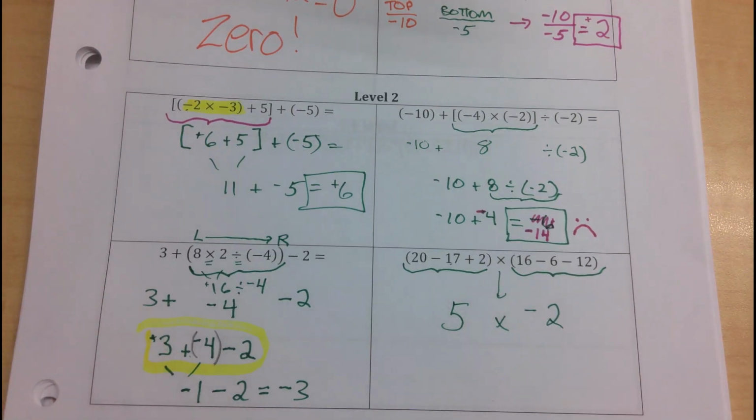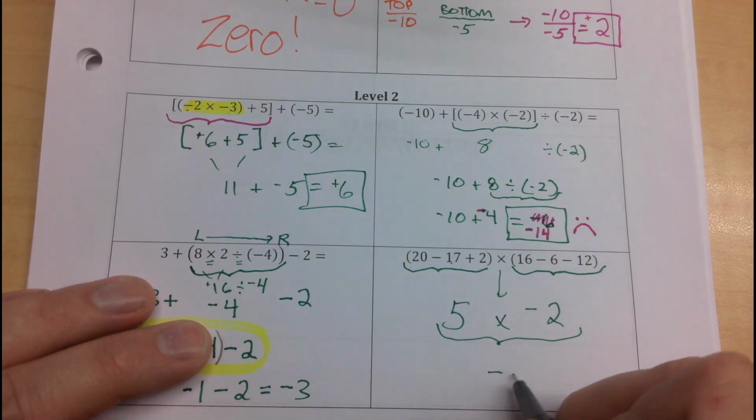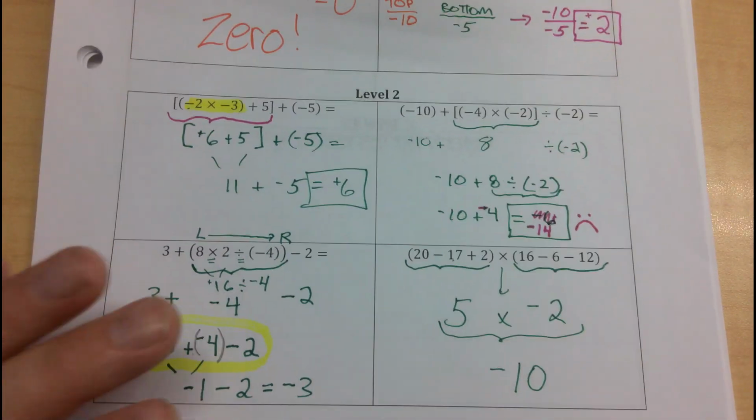Now, do we approve of that before I record this? Okay. 5 times the negative 2. Positive 5 times the negative 2 is negative 10.